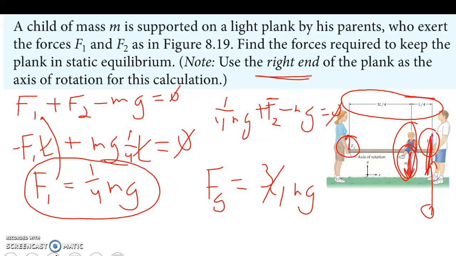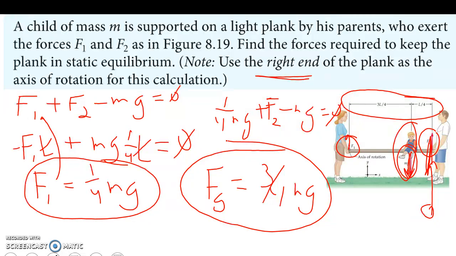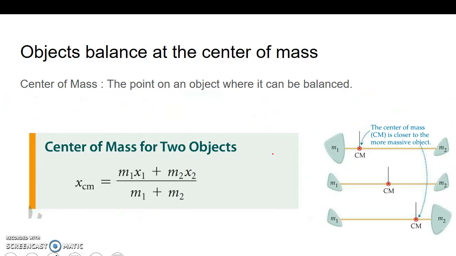Now, when we talk about our forces, both forces are going up, so they're both going to be positive in this case. And that's what we expect to see. What this also means is that the force that the mother is applying is only holding up 1/4 of the child's weight, while the father is providing 3/4 of the carrying weight. So by shifting the weight, we can determine how much force is needed to lift the object up on this beam.